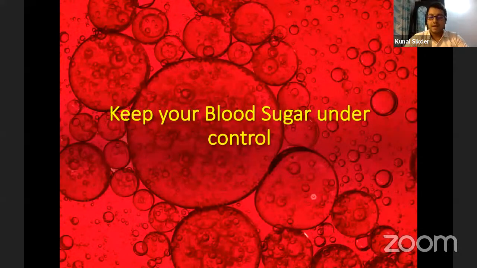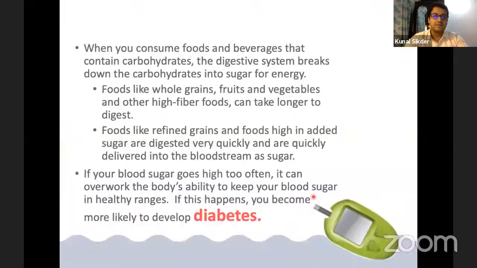Next is the blood sugar. A very important factor. Always keep your blood sugar under control. When you consume food and beverage that contain carbohydrates, the digestive system breaks them down into monosaccharides to get energy. But food like whole grain, fruits and vegetables contain a lot of fiber, and they take time for digestion. So the absorption from these foods will be much less, and the delivery of blood sugar to your bloodstream will also be limited. But if your blood sugar goes high too often, it can overwork the body's ability to keep your blood sugar in healthy ranges. And if this continues for a longer period of time, it causes diabetes.